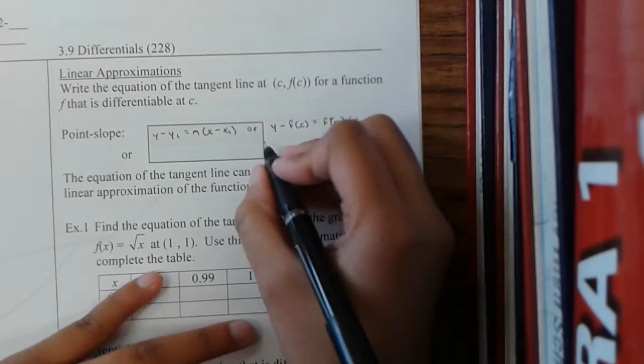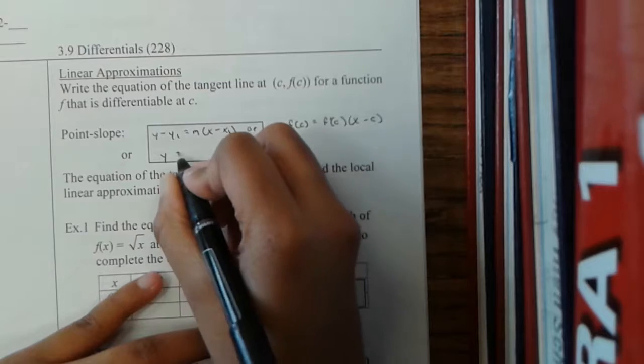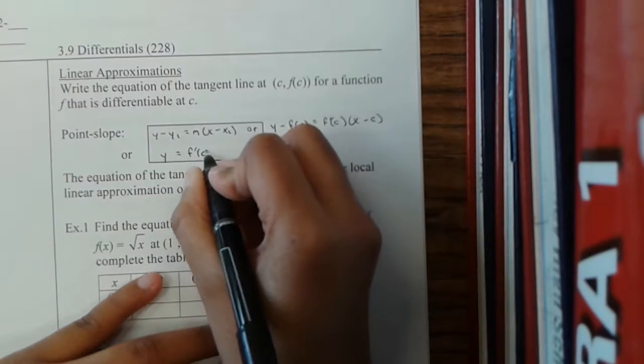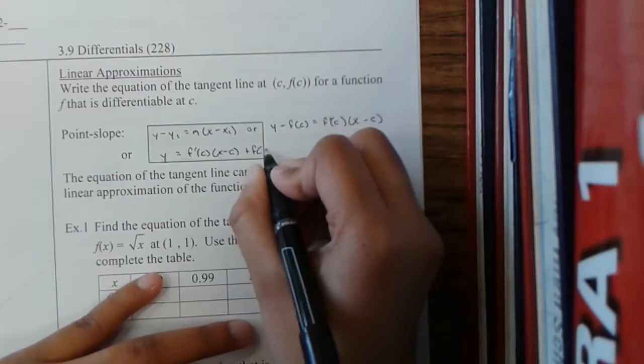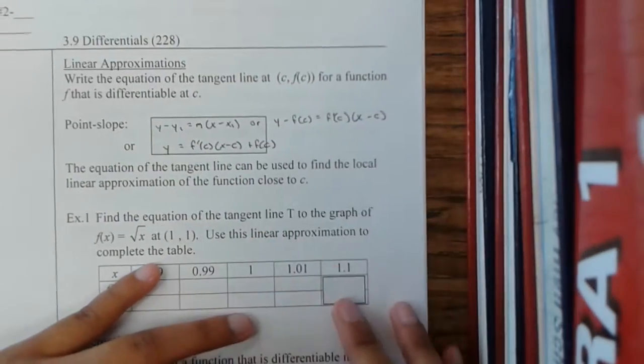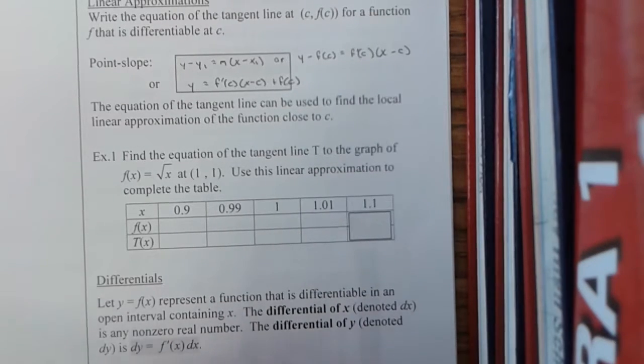You could also rearrange that so that you would have y equals f prime of c times x minus c plus f of c. It's all the same thing, they're just equivalents. The equation of the tangent line can be used to find a local linear approximation close to c.